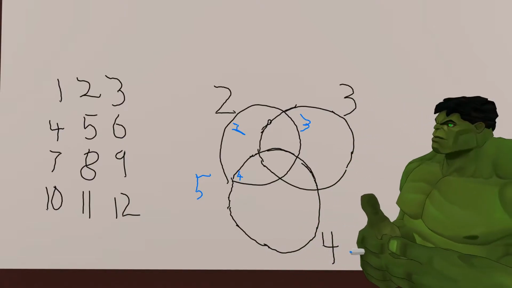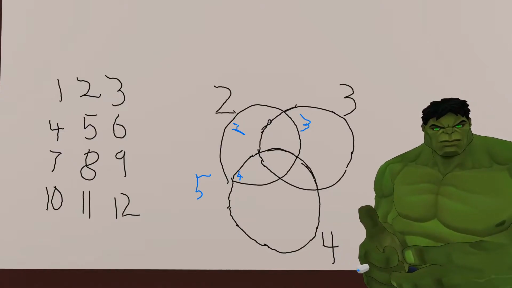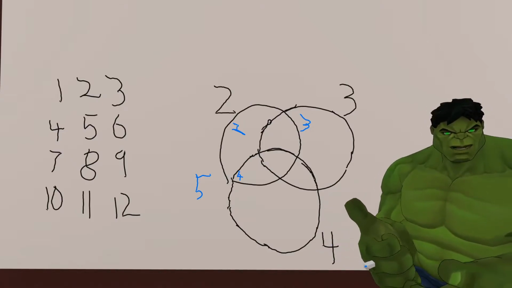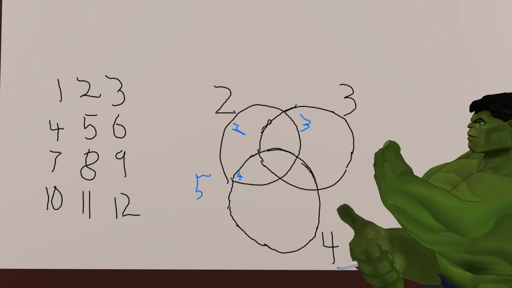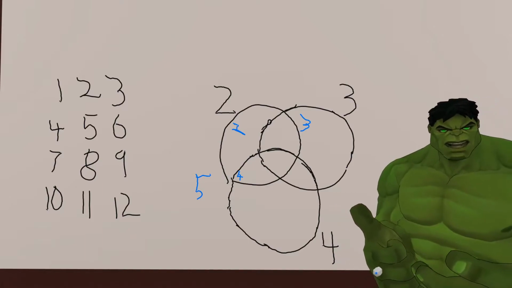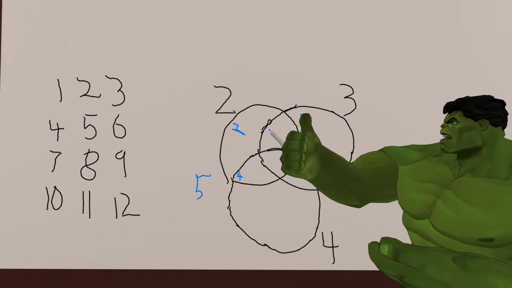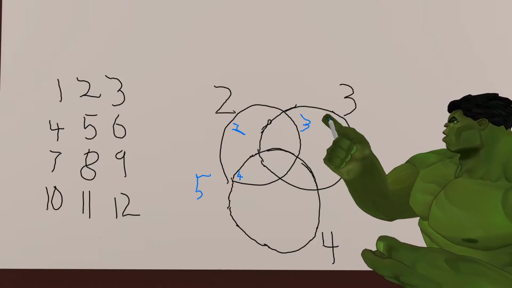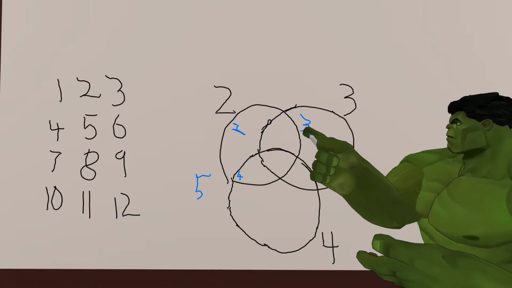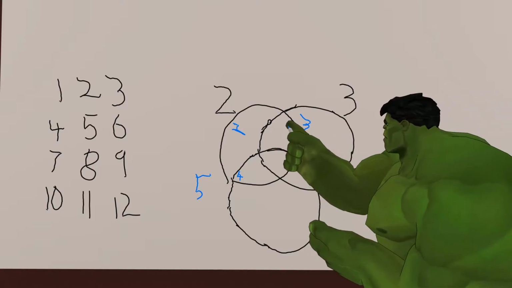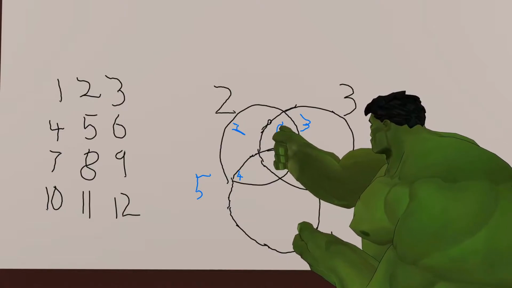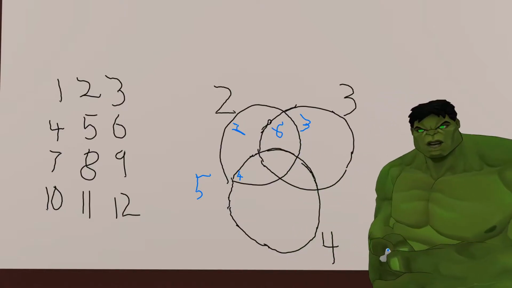What about a 6? Does 2 fit into 6? Well, 6 is an even number, so it does. And 3 also fits into 6, because 2 times 3 is 6. So we've got to put 6 in both the 2 and the 3 circle. So it's going to go up here. So 6 goes in the middle there.